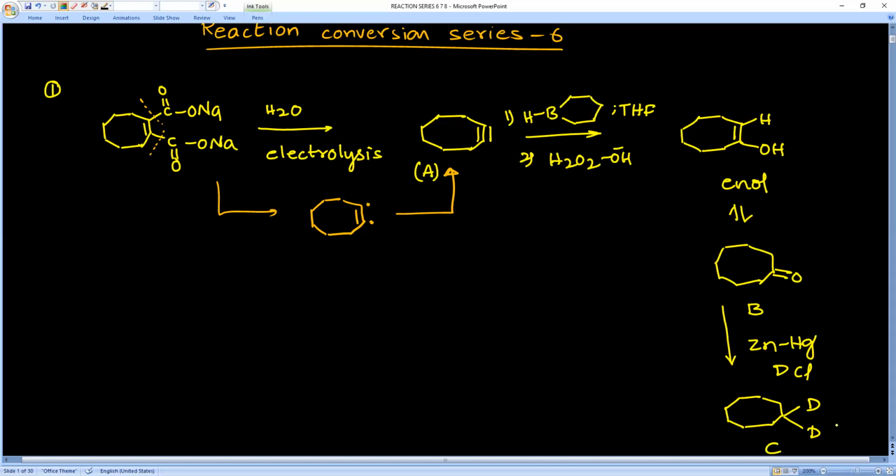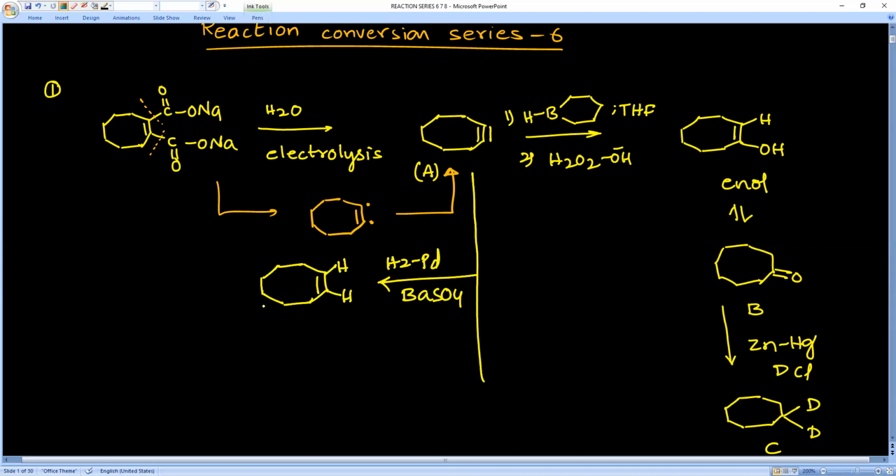Now compound A is treated with hydrogen, palladium, barium sulfate. We know this is Lindlar's catalyst. In Lindlar's catalyst, alkyne converts into cis alkene. We are getting cis cyclooctene. This is compound D. This is the cis isomer.